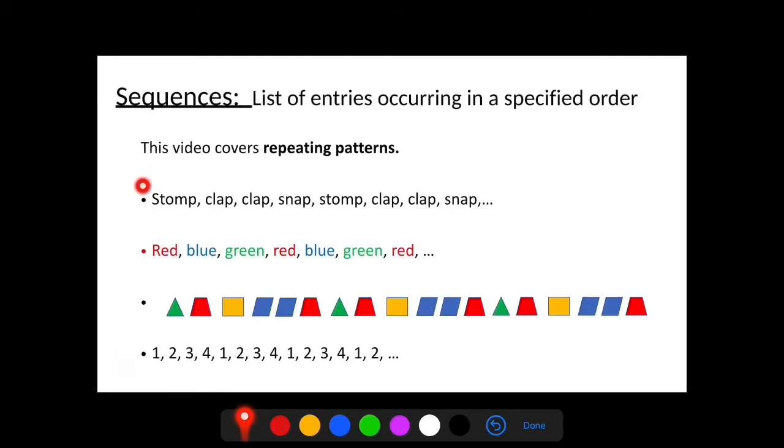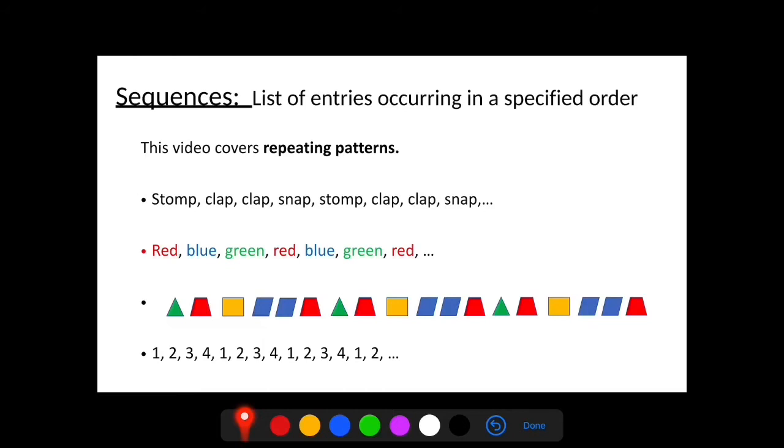Notice that our repeating patterns don't have to be numbers. We could have patterns that are actions, colors, words, shapes. We can have all kinds of entries on our list. So one thing that we do, especially in the younger grades, is predict what comes next. So let's look at these actions first.